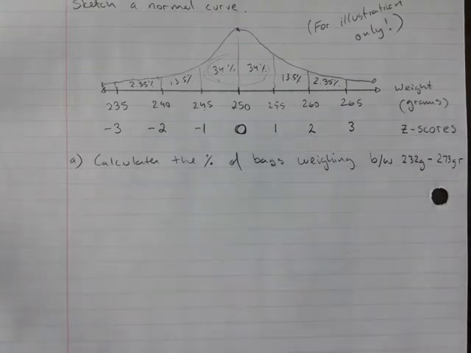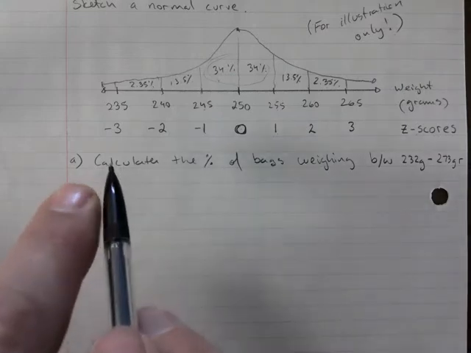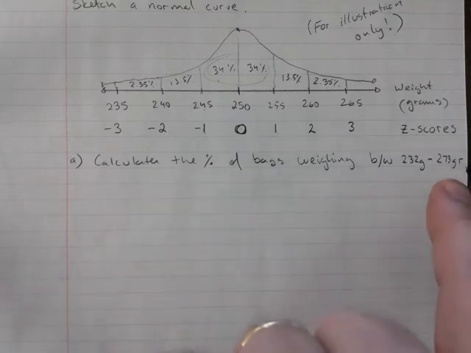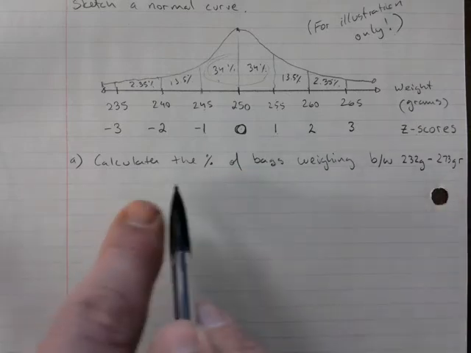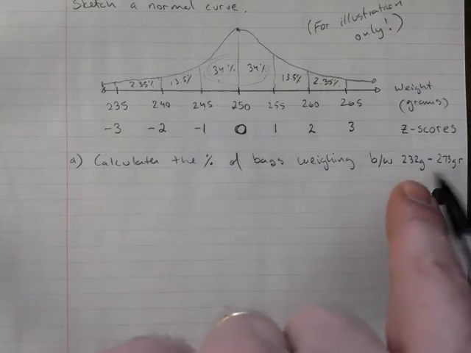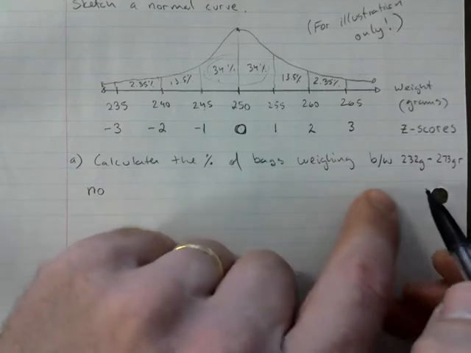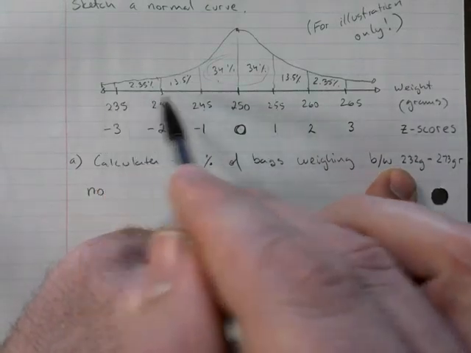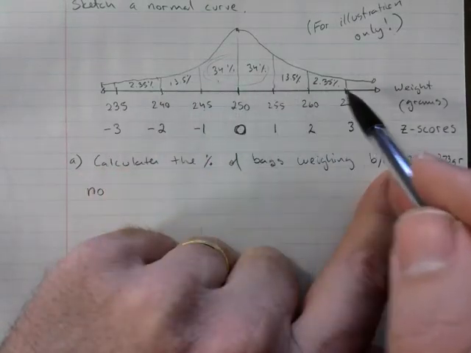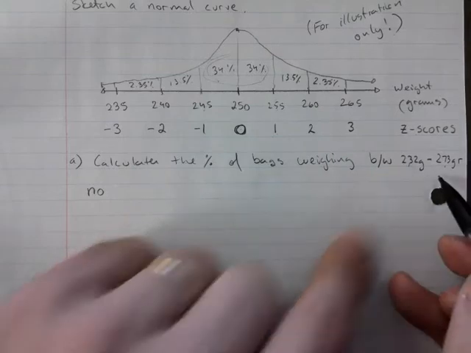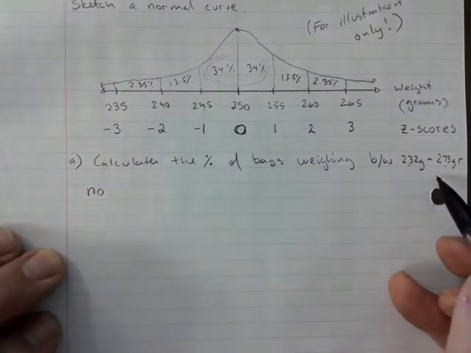Again, I need to reword this, but we can't just write indefinitely. It's also saying what's the probability that bags will be weighing between 232 and 273. It's the same thing. What's the likelihood that bags will be weighing between this? So you should note that 232 is nowhere in our graph here. It's not there. 273 is not on our graph. So we have to redo this one. We have to use our calculator.